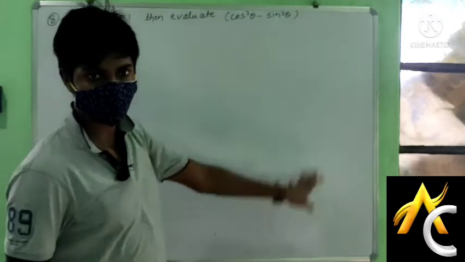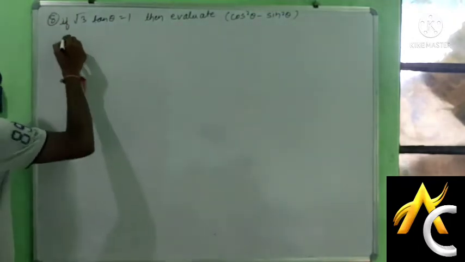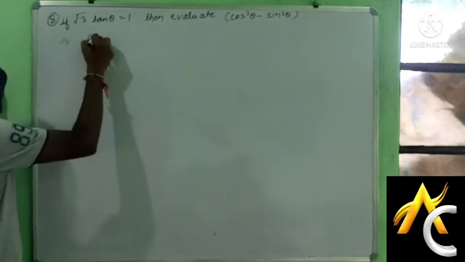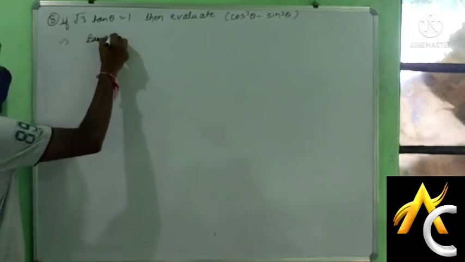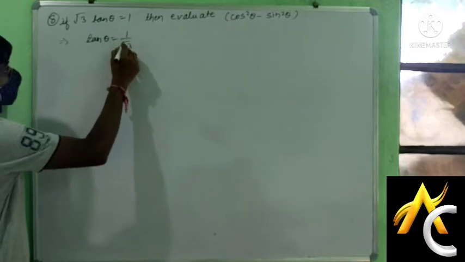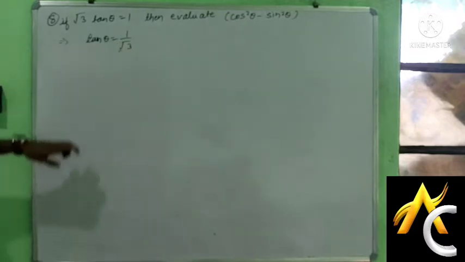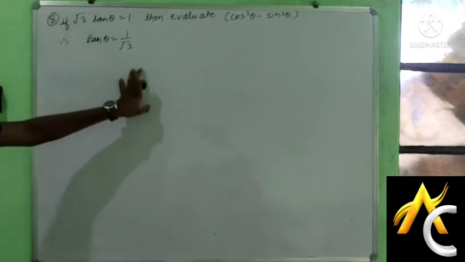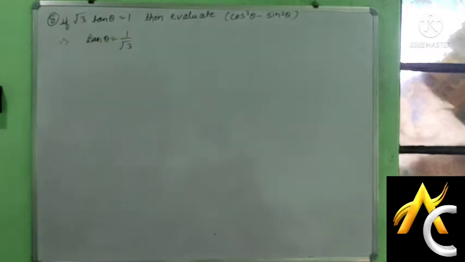Okay, clear? Now since root 3 tan theta is equal to 1, that implies we can write it as tan theta is equal to 1 by root 3, right? Because root 3 is multiplying with tan theta, so when we take root 3 from left side of equal to the right side, then it will divide 1, right?